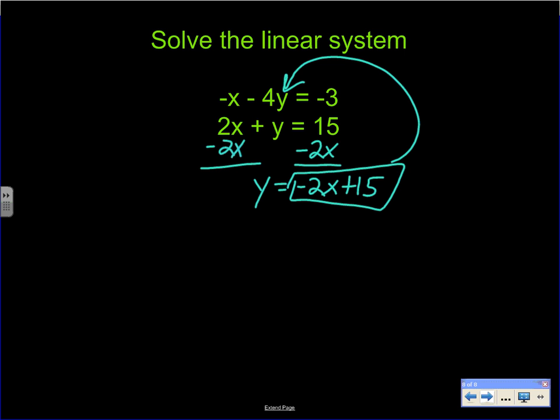We know y is equal to -2x plus 15, so it gets substituted into the top equation for y. So we have -x minus 4 times y. What's y again? -2x plus 15. And that's equal to -3.